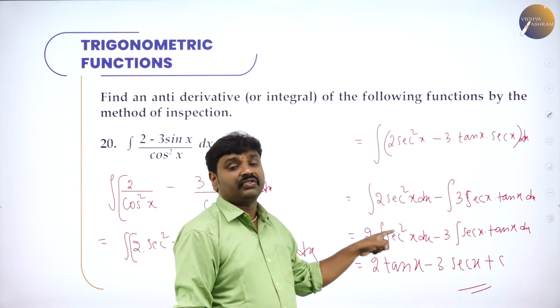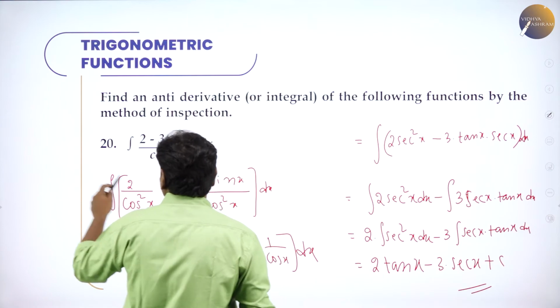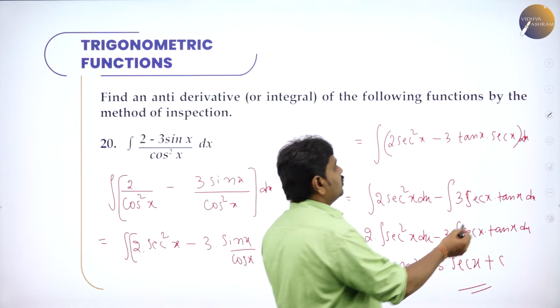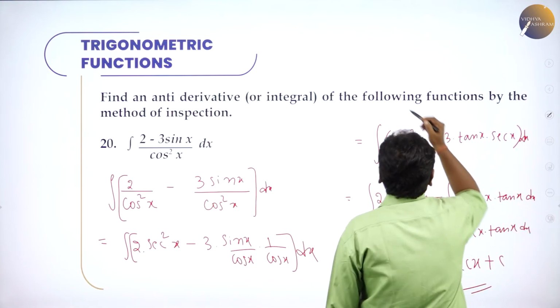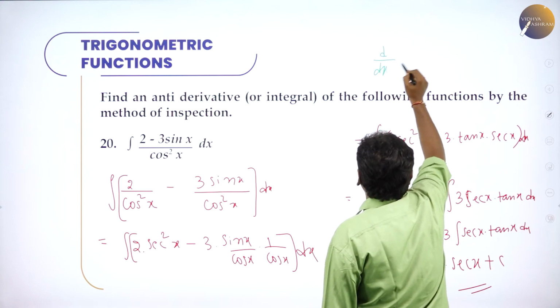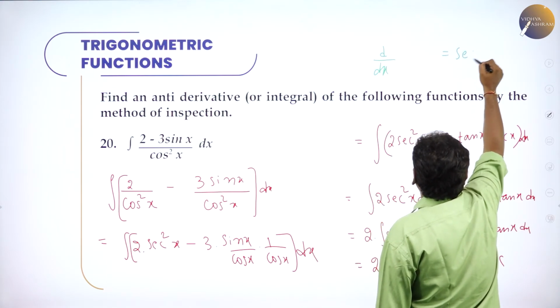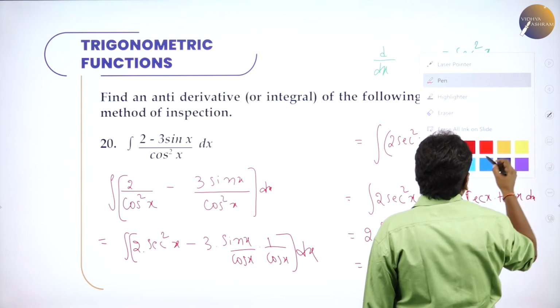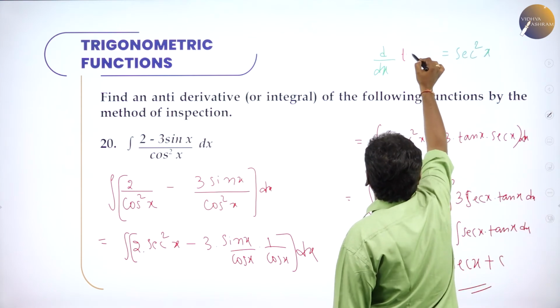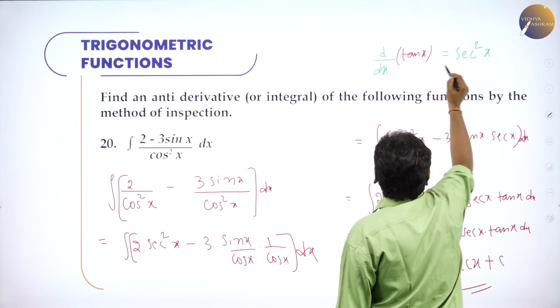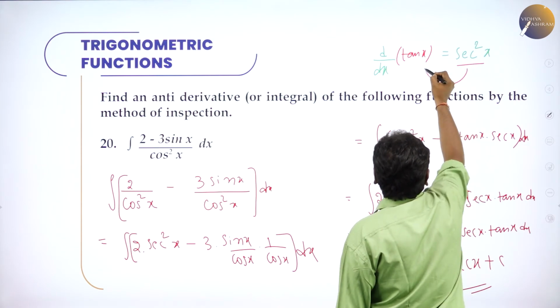Or what if you differentiate, you will get secant square x. So inspection method. What is meant by inspection method? What if you differentiate, you will get answer. So d by dx of what gives you secant square x? D by dx of tan x gives you secant square x. Do you agree? That's why integration of secant square x is tan x.